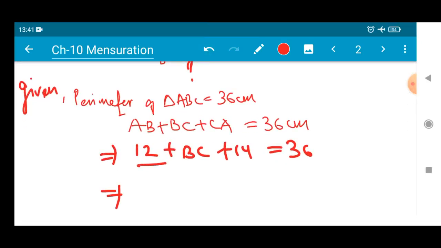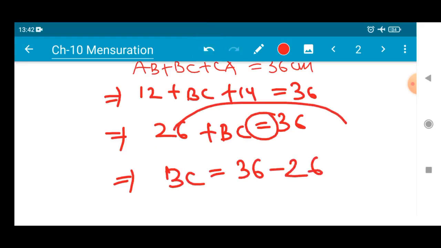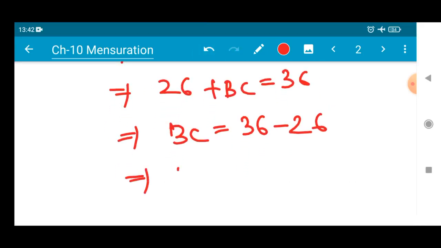Okay, now we can add this 12 and 14. 12 plus 14 is 26, plus BC is equal to 36. Now what we have to do, we have to transpose this number to this side. Whenever we are transposing, this plus 26 will become minus 26 as we are crossing the boundary. So our boundary here is the equal to sign, and 26 is crossing the boundary, so it will become minus 26. BC is equal to 36 minus 26. You all know it is 10 centimeters.